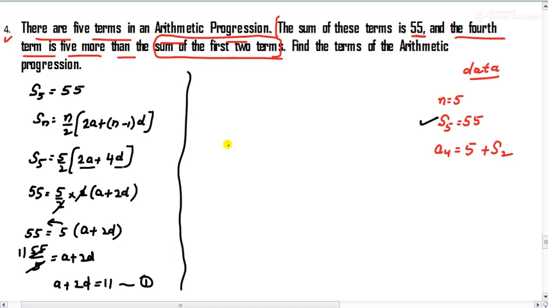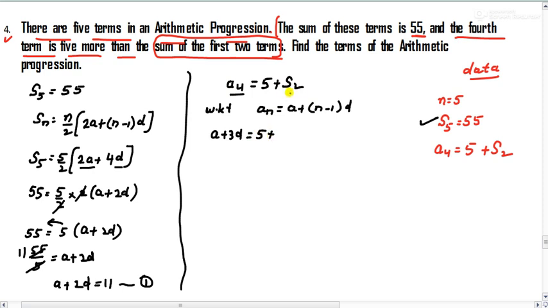Now using the second data, A4 equals 5 plus S2. For A4 again you have to use the An formula. We know An is equal to a plus n minus 1 into d. Then A4 can be written as a plus 3d, right? 5 plus S2. At the place of S2, you can write a1 plus a2 as well. Let me write that itself. Why? Because instead of using the Sn formula there, I can use the an formula easily. So a1 is a itself, and a2 can be written as a plus d. Any doubt?